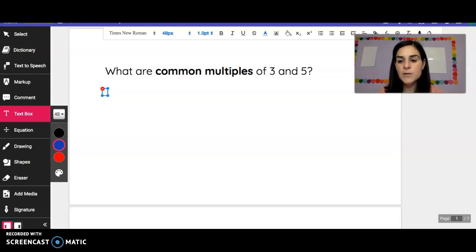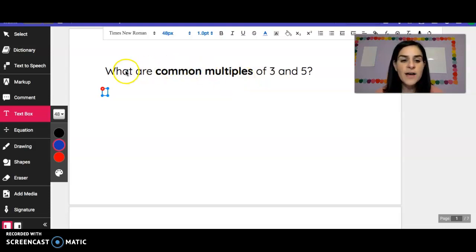Now we already know what multiples are. Multiples is like if we were skip counting by that number. So if I'm trying to find the multiples of 3, I know it's 3, 6, 9, 12, 15, 18, and so on. But what we're going to do today is find common multiples, meaning ones that they have in common, ones that are the same.